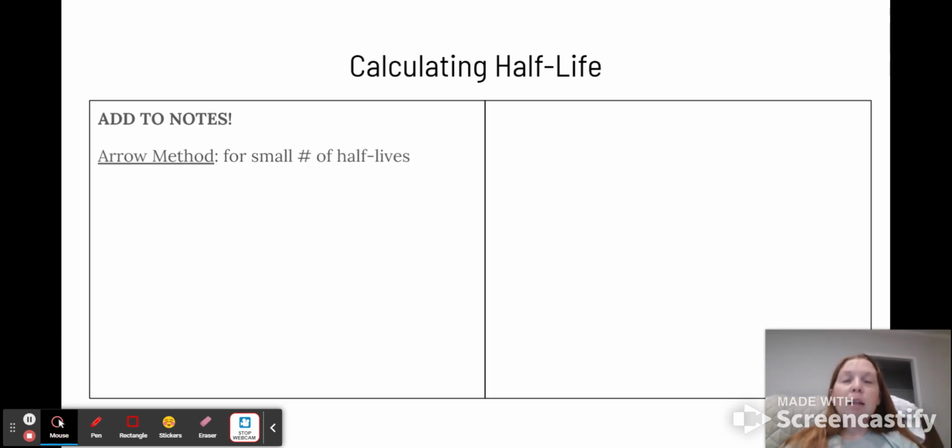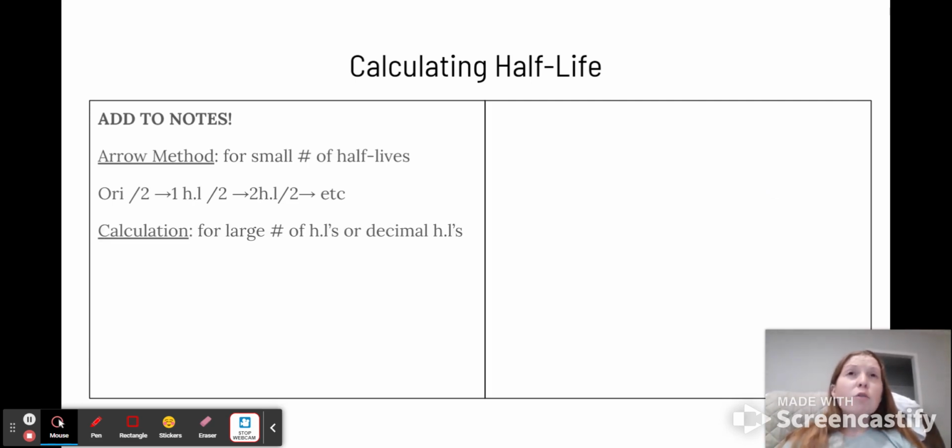So it's very simple. For those of you who maybe struggle with math, this might be the way to do it. You're going to take your original amount of your sample and divide by 2 for as many half-lives as you have gone through. So if you've gone through 3 half-lives, you divide by 2 3 times on your answer. So for example, your original amount divided by 2, that's how much is left after 1 half-life. Divide that by 2, that's how much is left after 2 half-lives, and so on and so forth. But sometimes you might have to go through 27 half-lives. You're not going to want to do that.